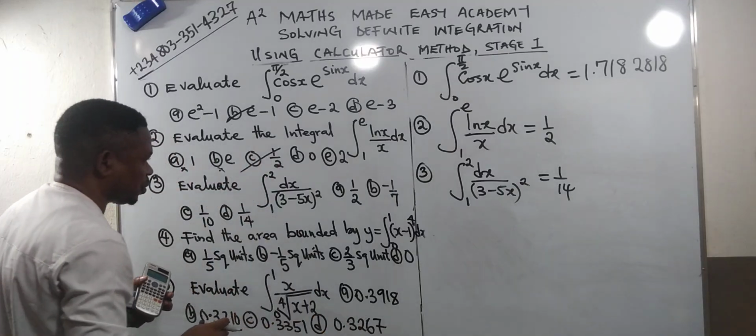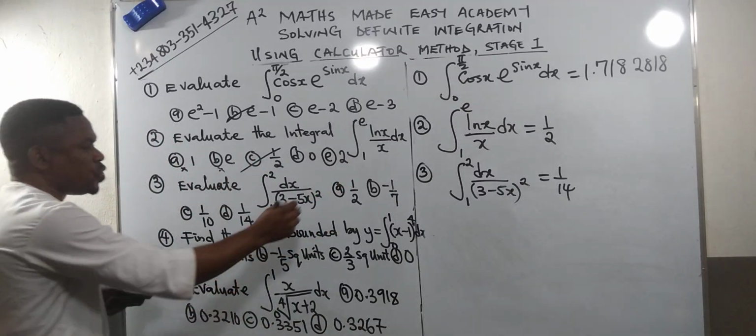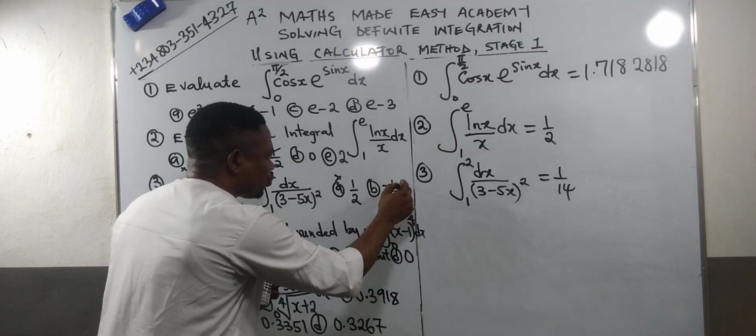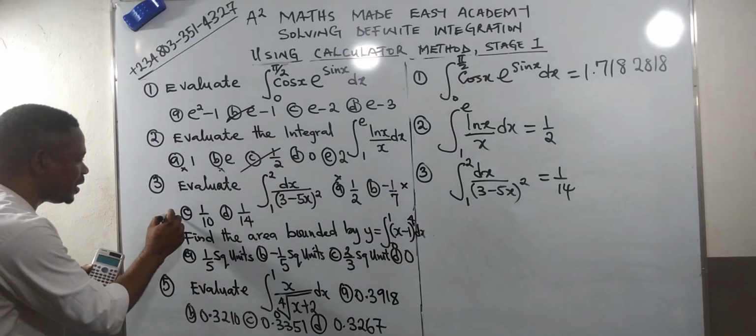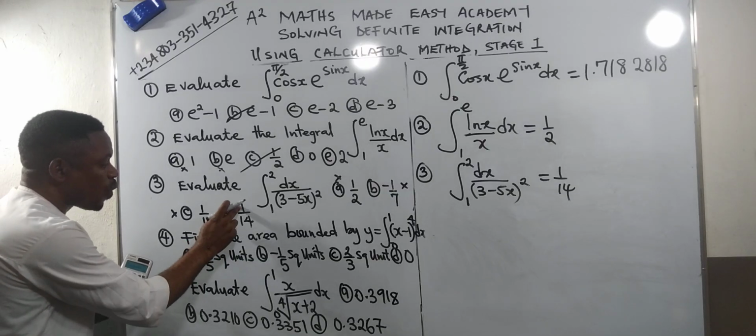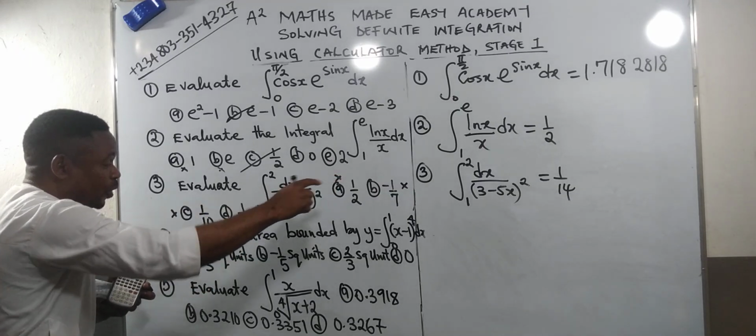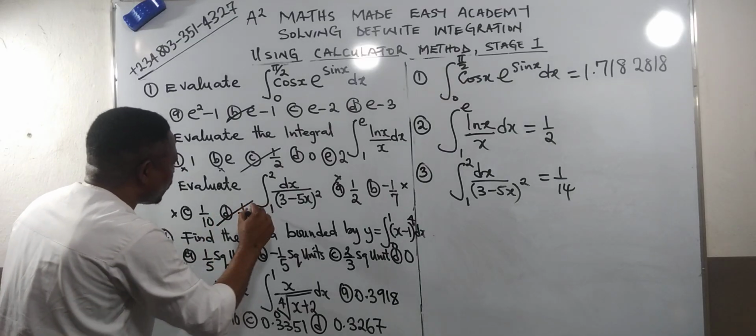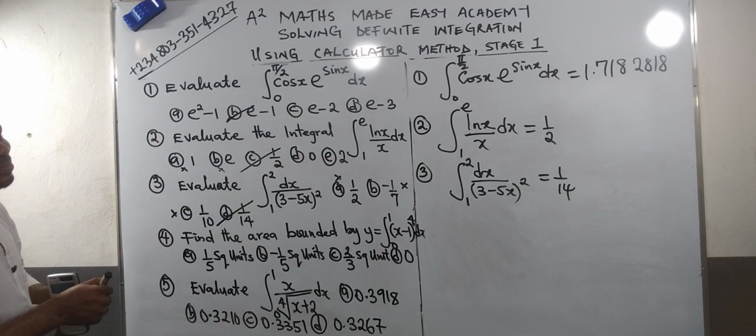Can we go to the options? Option A says 1 over 2. No. Option B says minus 1 over 7. No. Option D says 1 over 10. No. Oh my goodness, what is option D? 1 over 14. Did they correspond? So the correct answer is option D. That is the third question.